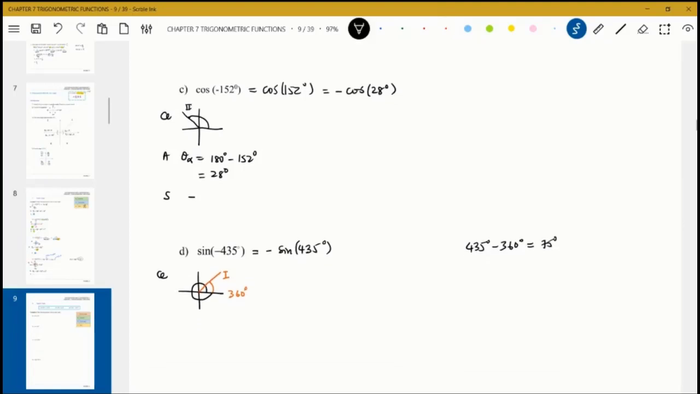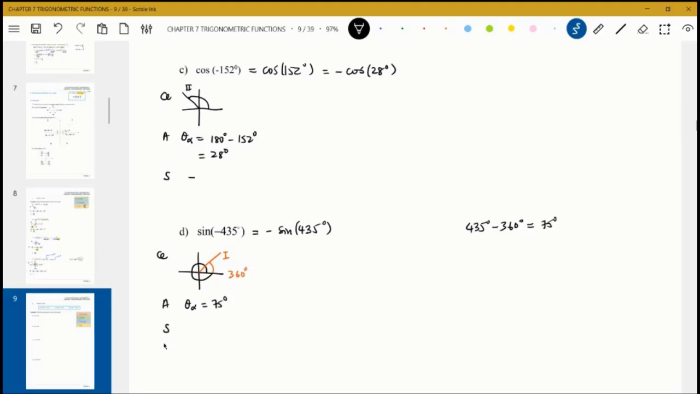Okay, acute angle untuk first quadrant will be the same thing as the angle adalah 75 degree. Okay, sine. Sine untuk sin theta pada first quadrant, positif negatif? Positif. So kita tak ada perubahan. So negatif untuk negativity. Sine will be 75 degree.